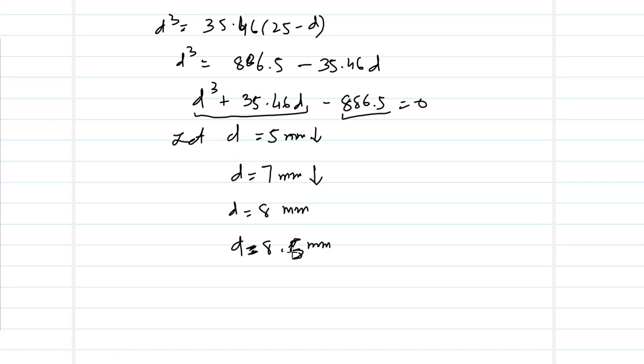Okay, if I take 8.5, let's say, that's 8.5 power 3 plus 35.46 into 8.5 minus 886.5. So the answer is plus 29. So I've taken a larger value. So if I take d equal to 8.3 mm, in the exam you can stick with 8 as well. I get a value of about minus 20, which is good enough. So let's take d equal to 8.3 mm.